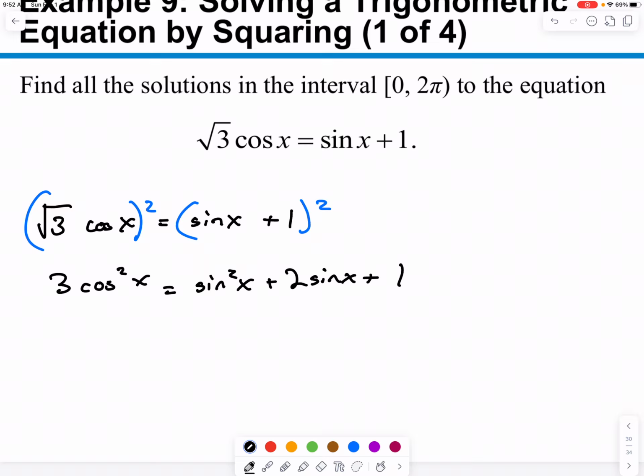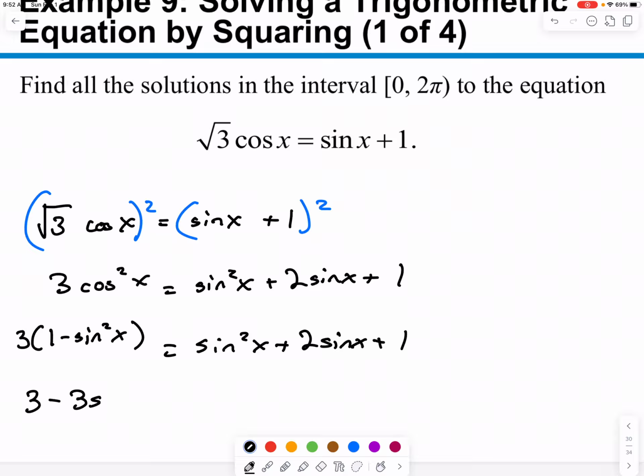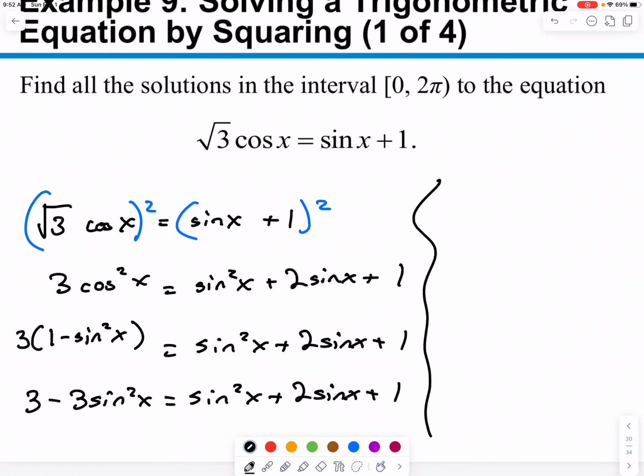Now cosine squared, let's use the trig property. So cosine squared is going to be what? 1 minus sine squared x. Okay. Distribute that 3. We're going to have 3 minus 3 sine squared x equals all this stuff here on the right. I'll keep working over here.